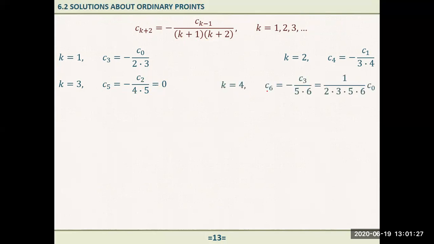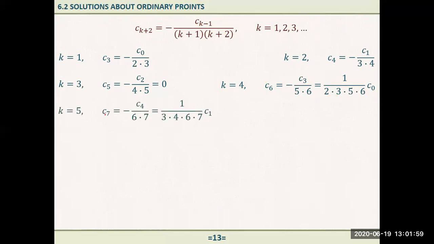If k equals 4, we get c sub 6, right? If it is 4, here we have 4 plus 2, that's equal to 6. And 4 minus 1 gives 3, 4 plus 1 is 5, 4 plus 2 is equal to 6. And c sub 3 we have already calculated, that's equal to minus c sub 0 over 2 times 3. Substitute here, and with this minus, that's plus, 2 times 3, and here we have 5 times 6, and c sub 0.